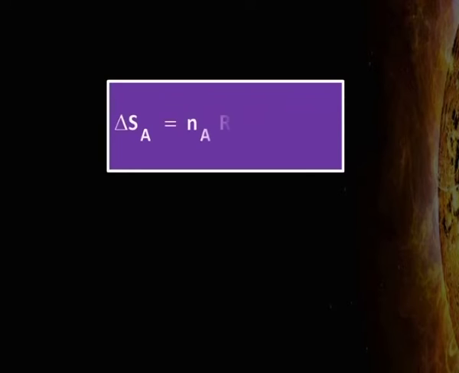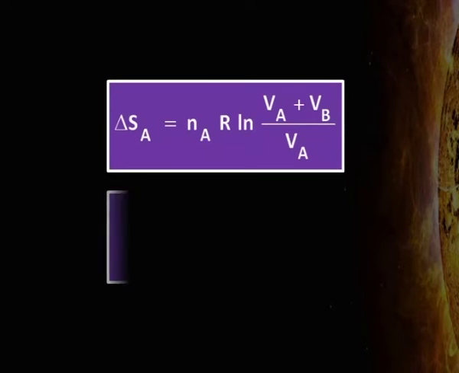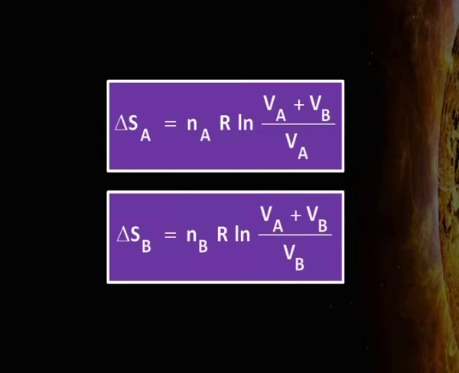Therefore, delta SA will be equal to Na R natural log (Va plus Vb) divided by Va, and delta Sb will be equal to Nb R natural log (Va plus Vb) divided by Vb. Here, delta SA is the increase in entropy during expansion of gas A, and delta Sb is the increase in entropy during the expansion of gas B.